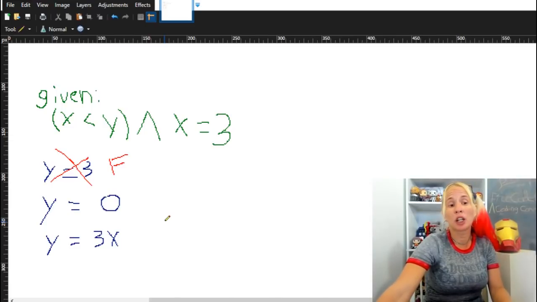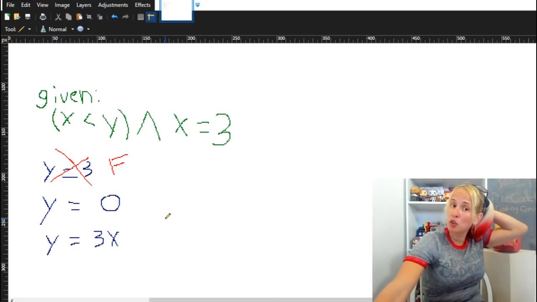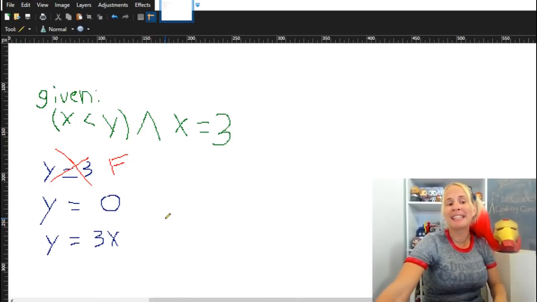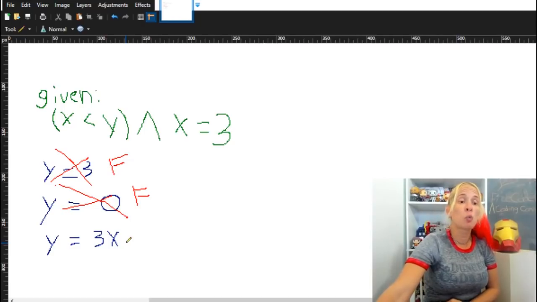Y equals 0. If x equals 3 and y is less than x, could y be 0? No, because 0 is less than 3, and y's got to be bigger than 3. False. Y equals 3x. Could y be equal to the value of x times 3, which is 9? Yes, because 9 is bigger than 3.